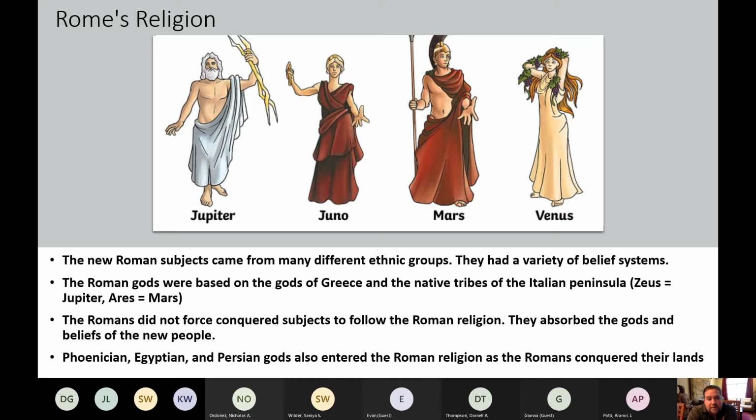But the Romans did not make their conquered subjects practice one religion. So if Rome conquered you, you could still practice whatever religion you wanted. But what ended up happening is that Rome ends up absorbing some of the new beliefs of some of the people they conquered. So Phoenician, Egyptian, and Persian gods also enter into Roman religion as the Romans conquered those lands. Okay, so it starts off as very similar to Greek religion with just different names, and then it expands and grows as Rome's territory grows.